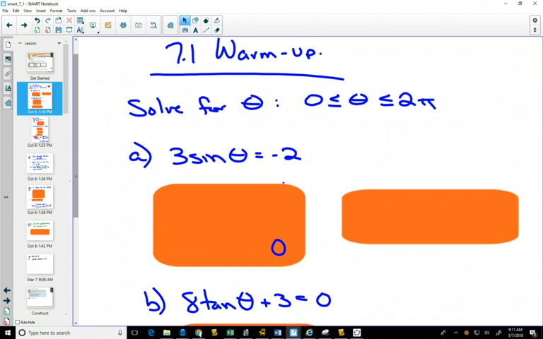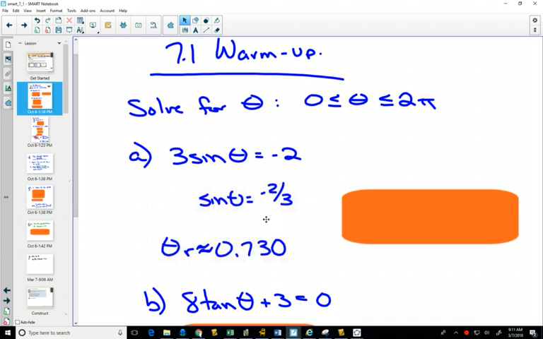So make sure you have your calculators out. This would be a calculator question because 2/3 is not on your unit circle. You're going to have to find your reference angle. So we get sine by itself. Find your reference angle.